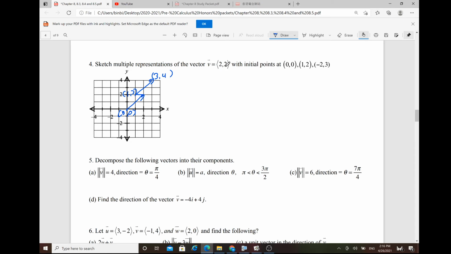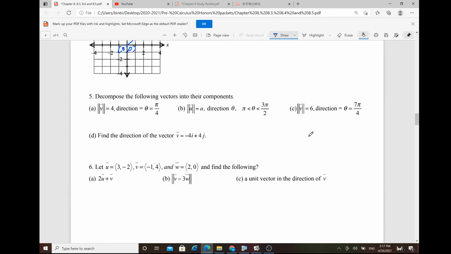Okay, so this one is all about rise over run. So 2 units to the right, up 2. Okay, rise over run, from the initial to the terminal. Negative 2, 3. So the initial position is at negative 2, 3, all the way up here. Okay, and then it's <2, 2>, so 2 units up, 2 units to the right. Like that.